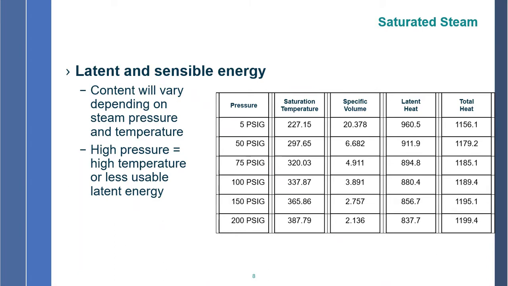Now, latent and sensible energy of saturated steam content will depend on steam pressures and temperature. Higher pressure, higher temperature, but less usable energy. People always say, I want higher pressure, more usable energy. You have less usable energy. Remember I said processes use latent energy. At 5 psig, the latent energy is 960.5 BTU per pound. At 200 psi, the latent energy is 837.7 BTU per pound. So as you go up in pressure, you reduce the amount of usable energy. But the thing about it is when I go up in pressure, I get temperature. And really what the process is looking at is the temperature I need to make the process work.